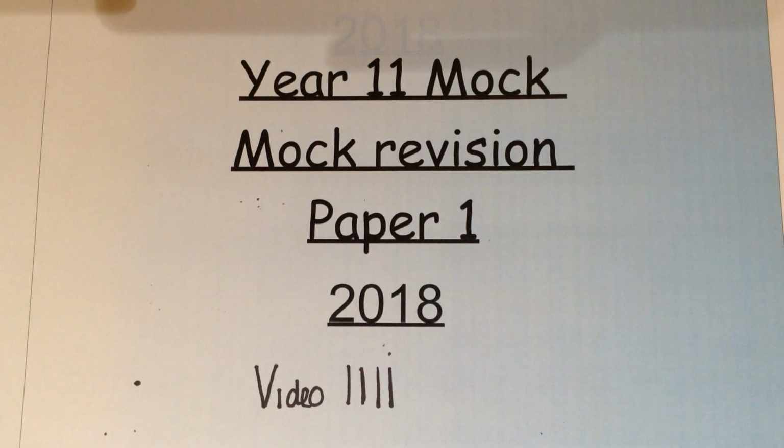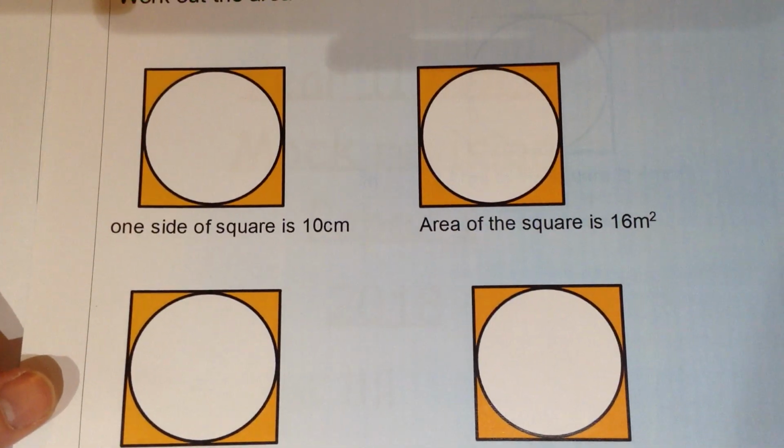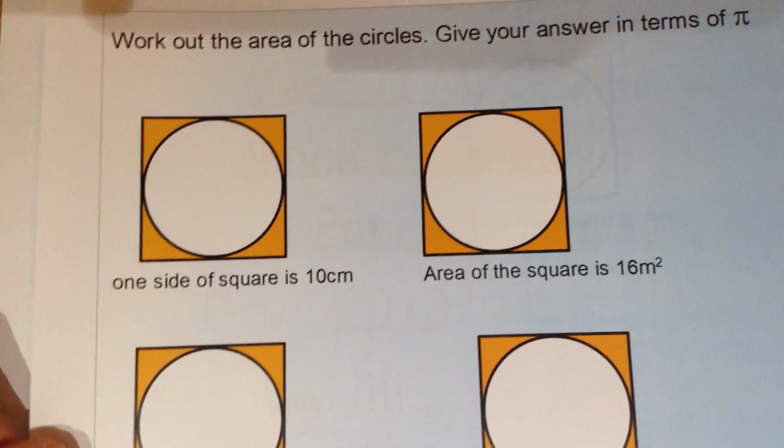This is paper 1, video 4 for the February mock. First topic we're looking at here is all to do with areas of circles. As it says up at the top, it's wanting these in terms of pi.